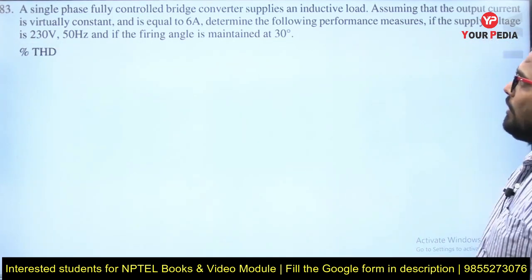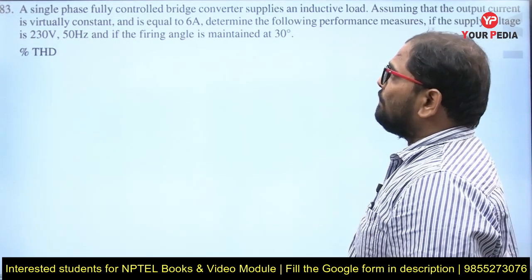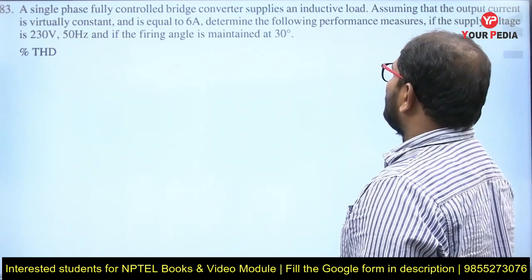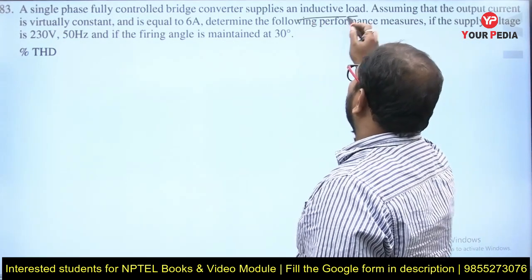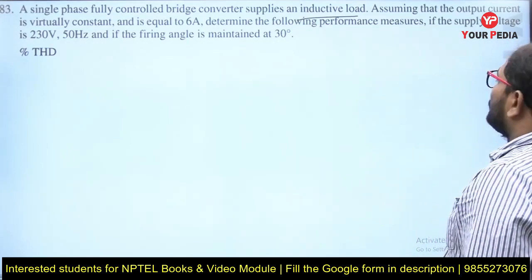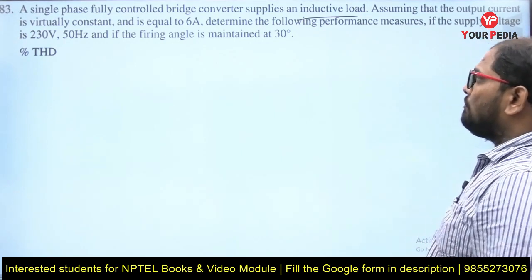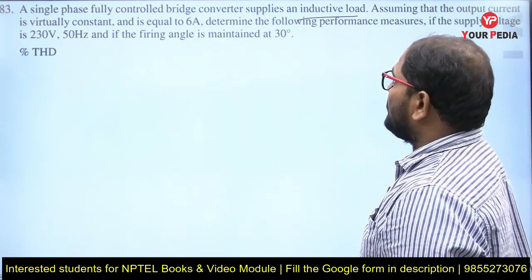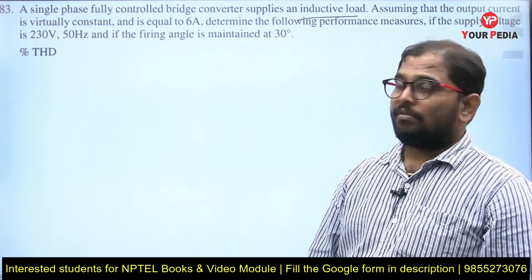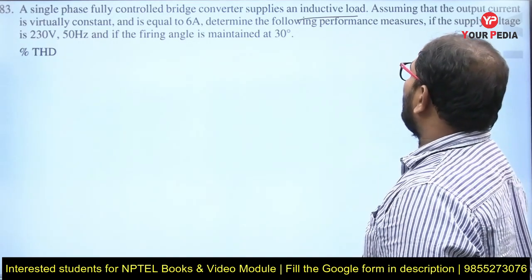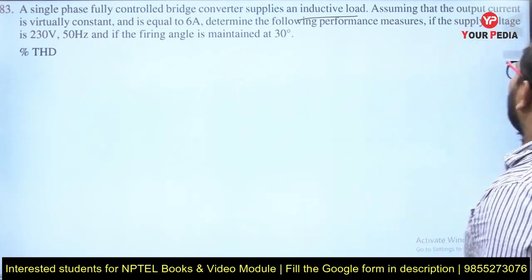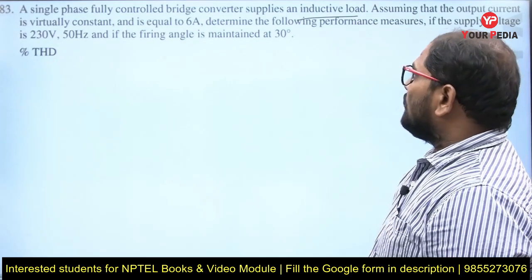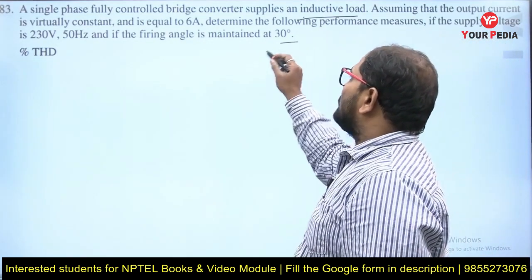Question 183 is a single phase fully controlled bridge converter supplying an inductive load. Assume that the output current is virtually constant and equal to 6 amperes. So the load current is 6 amperes and constant in value. The supply voltage is 230 volts, the supply frequency is 50 Hz, and the firing angle is 30 degrees.